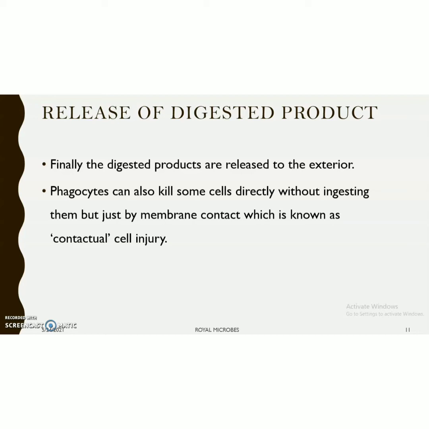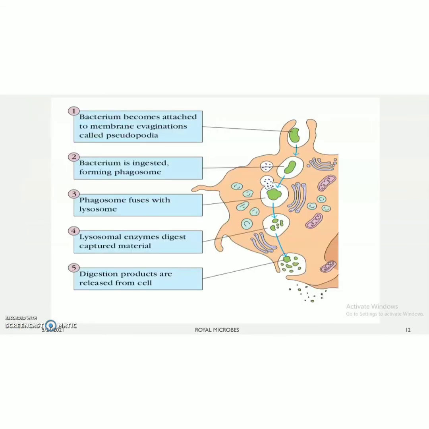In some cases, the phagocytes do not ingest the microorganism or the foreign body, but just by membrane contact they can kill that particular foreign substance or microorganism. That process is known as contactual cell injury. That is, phagocytes can kill some microorganisms without ingestion, just by membrane contact. This is the mechanism, or these are the steps, involved in phagocytosis.